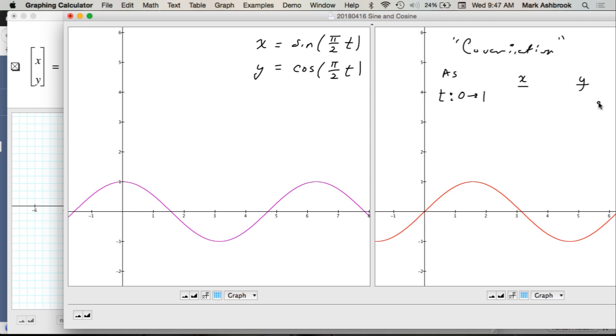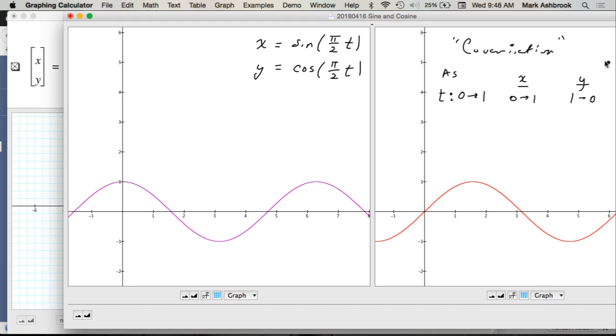So, Josh, did you do anything like this when you talked about it? Somewhat. Okay, so can you take it from there? As t goes from 0 to 1, what can you say? y goes from 1 to 0, because the argument of cosine will go from 0 to pi over 2, and as you go from 0 to pi over 2, cosine goes from 1 to 0. What about x? 0 to 1.